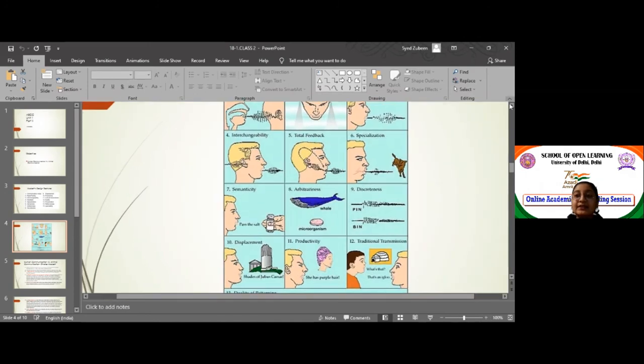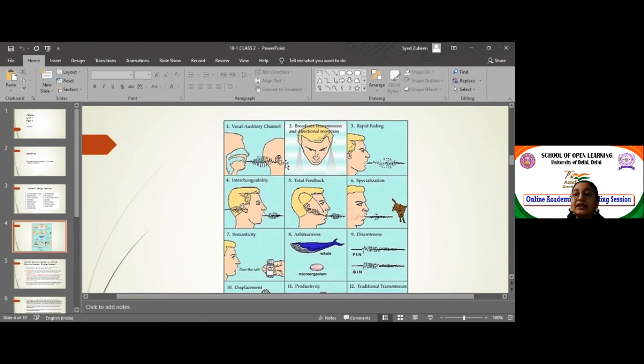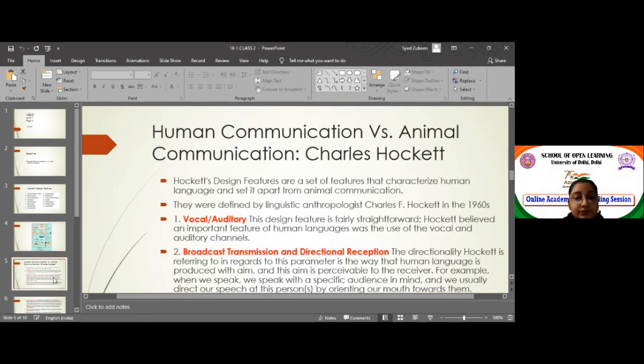So let's have a look at this diagram once again. Broadcast transmission and directional reception, right? So our ears are trained to understand where the voice is coming from, or where the sound is coming from, or where we're supposed to turn to hear what is being told to us, or what has been said to us. Also the way we speak, our mouth is also trained to speak to the person who is going to be in front of us.